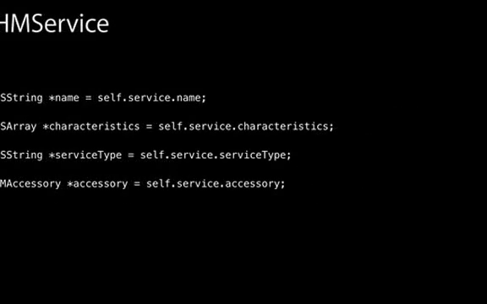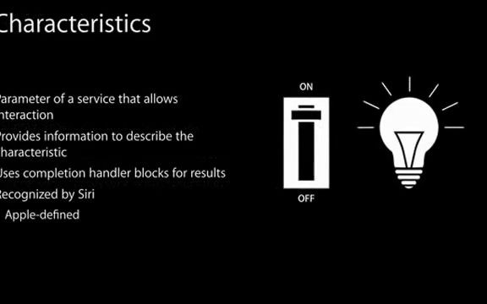Services are represented in HMService. We have a name, an array of characteristics, the service type of the service, and a pointer back to the accessory. The services are a collection of characteristics. A good example, just as it shows here, is for a light bulb service, your main characteristic is the power state of that light bulb service. And so the power state is a characteristic that you can directly interact with.